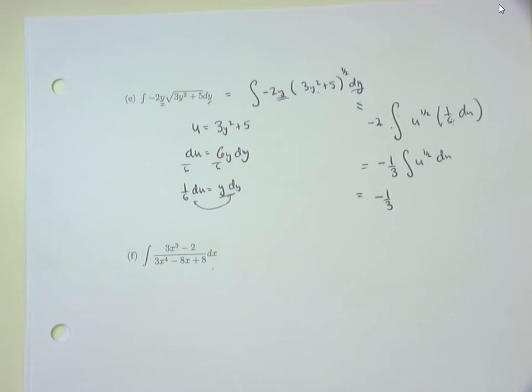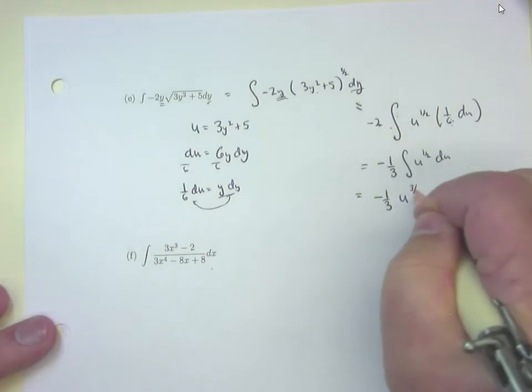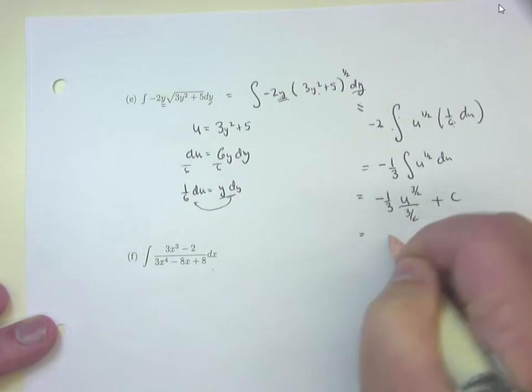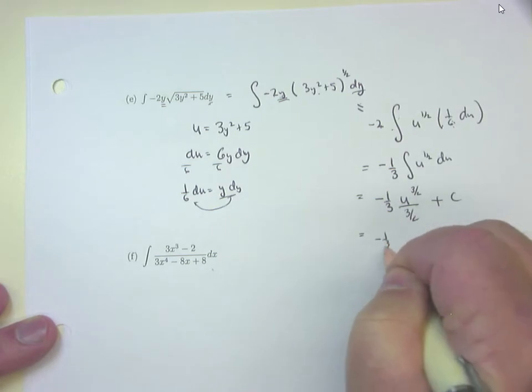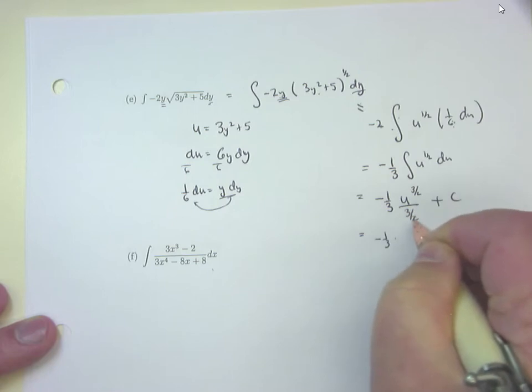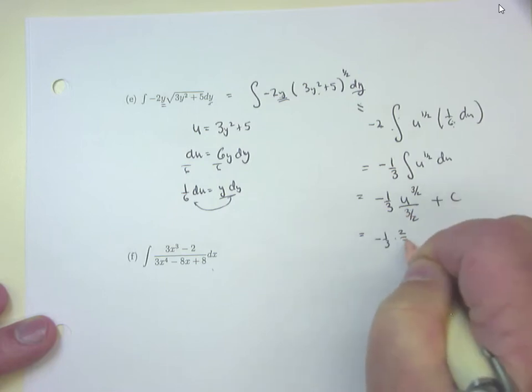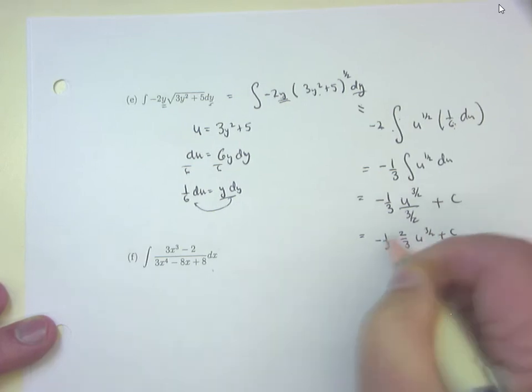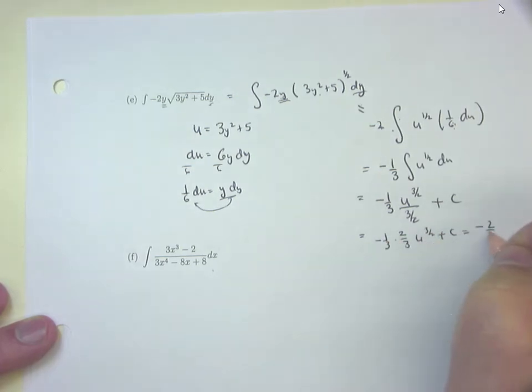Add 1 over add 1. A half plus 1 is 3/2 over 3/2 plus c. Clean them up. This will be equal to negative 1/3 times, when you divide by 3/2, you invert and multiply by 2/3, u to the 3/2 plus c. Clean it up. Nothing cancels here, so this gives you what? Negative 2/9 u to the 3/2 plus c.